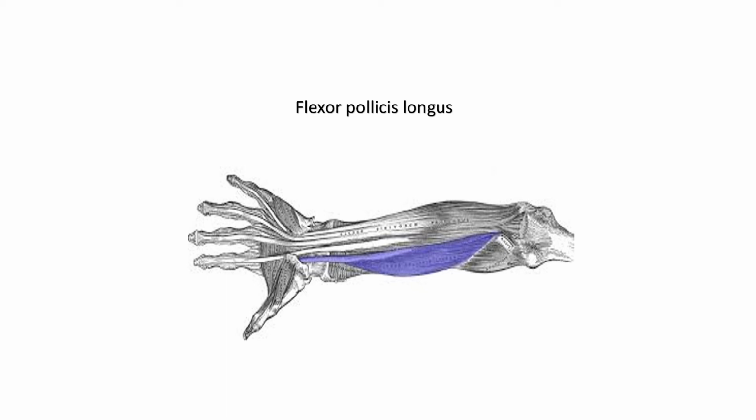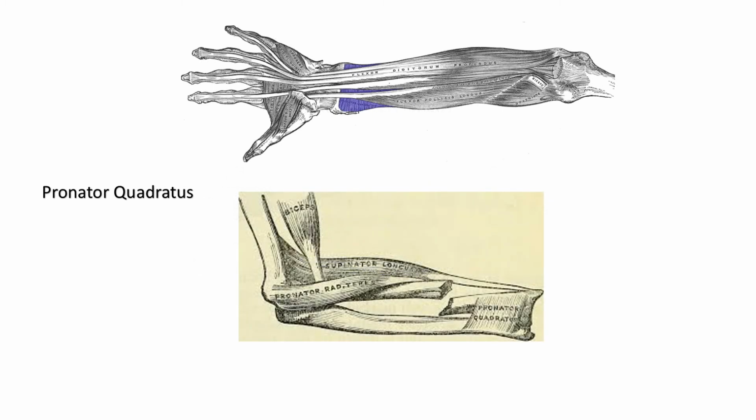Flexor pollicis longus originates from the anterior surface of the radius and surrounding interosseous membrane, and attaches to the base of the distal phalanx of the thumb. Actions: flexes the interphalangeal joint and metacarpophalangeal joint of the thumb. Pronator quadratus originates from the anterior surface of the ulna and attaches to the anterior surface of the radius, a square-shaped muscle. Actions: pronates the forearm.